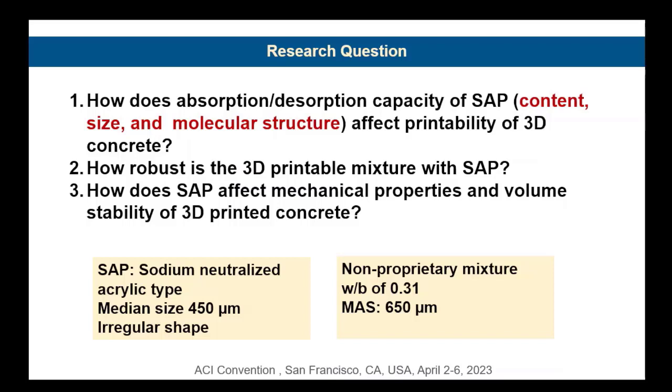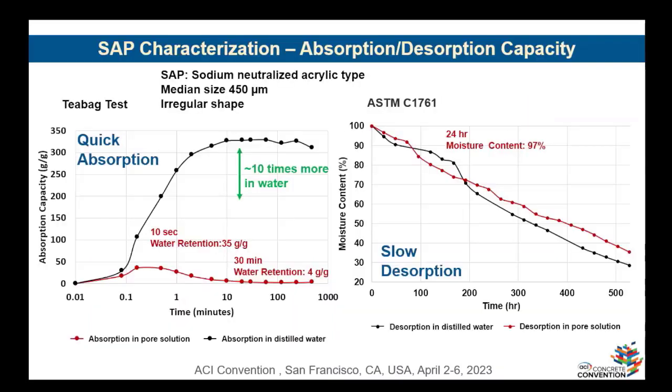What I'm showing you, like I said, is a feasibility study, and it only deals with one type of SAP, sodium neutralized acrylic type, with a median size of 450, irregular shape. We developed our own non-proprietary mixture with a water to binder ratio of 0.31 and maximum aggregate size of 650, so it's kind of like a mortar. So this is the first thing that I want to share with you.